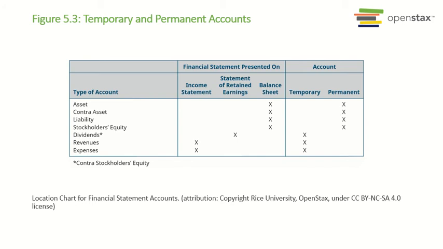So let's look at which are permanent and which are temporary accounts. Income statement accounts, revenue, expenses, and dividend accounts. These three accounts are temporary accounts. Balance sheet accounts: asset, contract asset, liability, and stockholder equity accounts. These are permanent accounts. So just remember, all balance sheet accounts are permanent accounts. Income statement accounts and dividend accounts are temporary accounts.